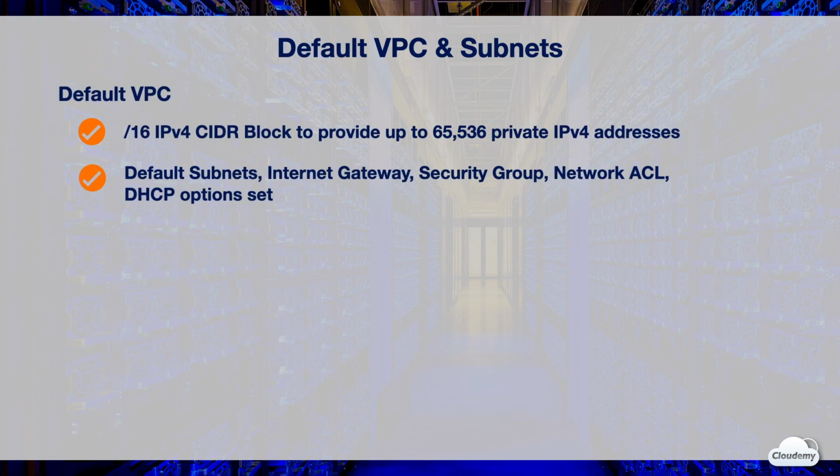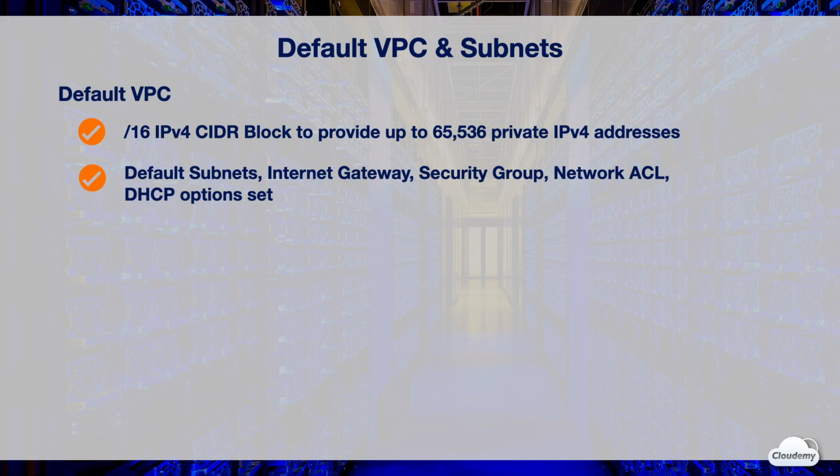When AWS creates the default VPC, you get a /16 IPv4 CIDR block to provide up to 65,536 private IPv4 addresses. AWS also creates a default subnet in each availability zone, an internet gateway, a default security group, network access control list or ACL, and DHCP option set. The default /20 subnet can provide up to 4,096 addresses.